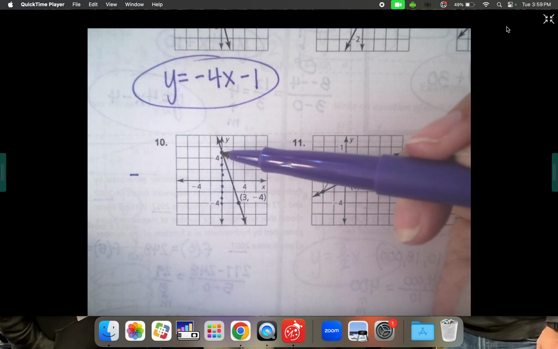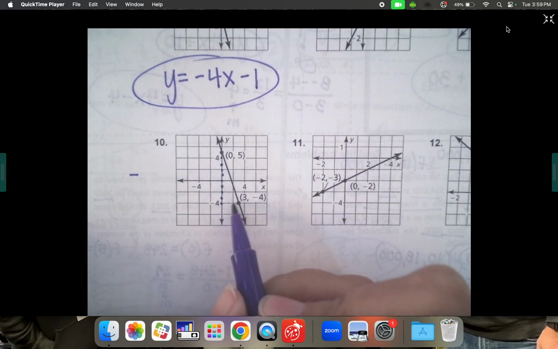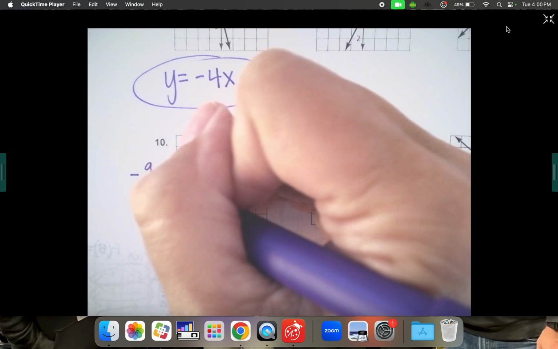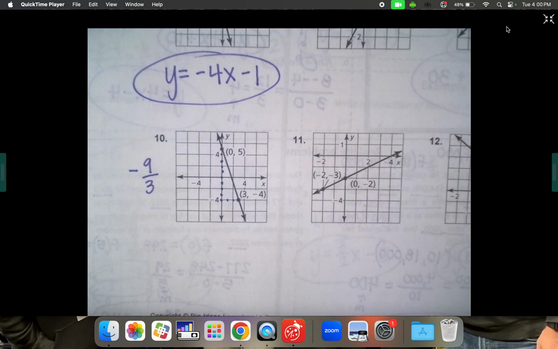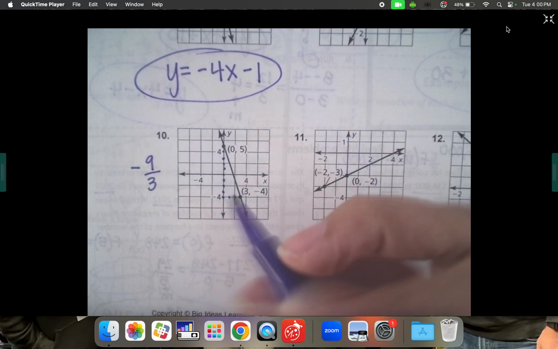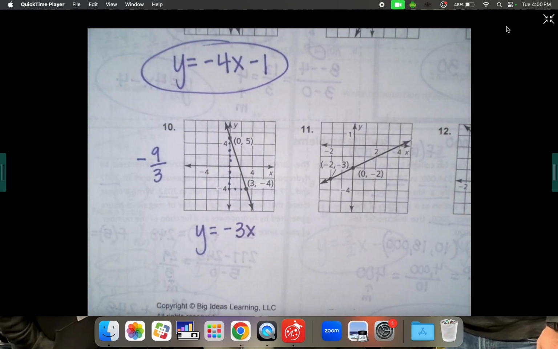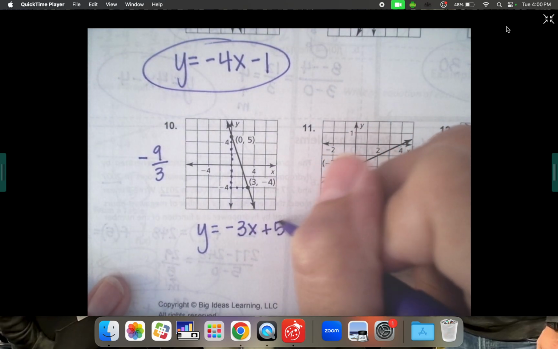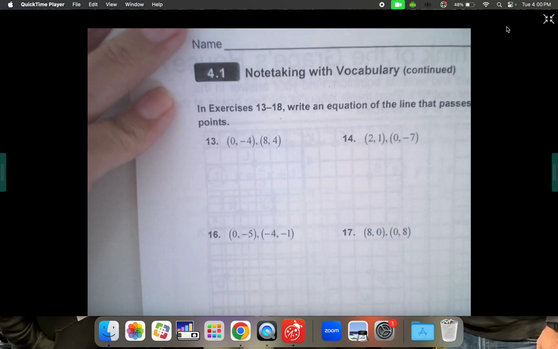So if this was up 5, then I know it's down 5, 6, 7, 8, 9, and then over 1, 2, 3. So it's down 9 over 3, which is the same thing as -9 divided by 3, which is -3. So y equals -3x. And then the y-intercept hits up here at 5, so plus 5. All right, let's flip the paper over and let me help you with just a couple on the back section.